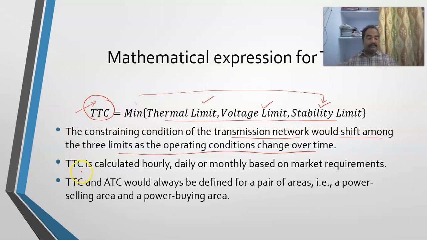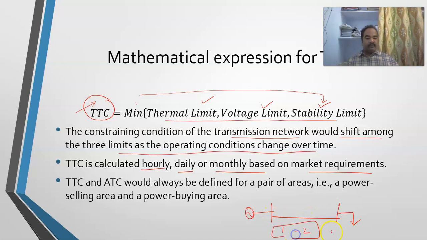And TTC, as I already told you, will vary from time to time. TTC will be computed hourly, daily and monthly based upon the market requirements. And these will be defined for a pair of areas, that is, a power selling area and a power buying area. Let us suppose this generator is available here and this load is available. So normally TTC is defined for this entire area from 1 to 2. What is a TTC? This is the way we determine the TTC.